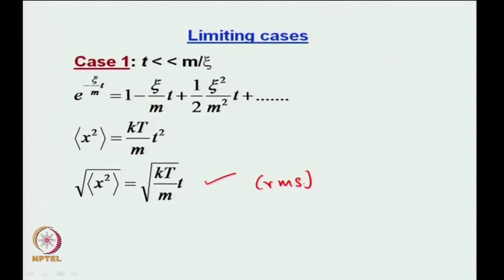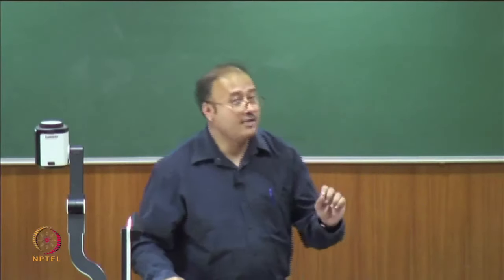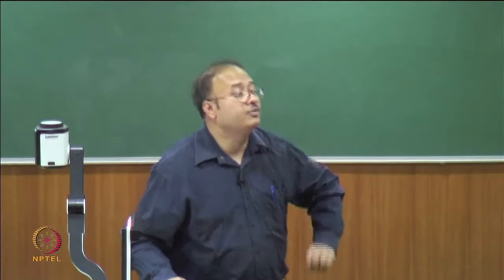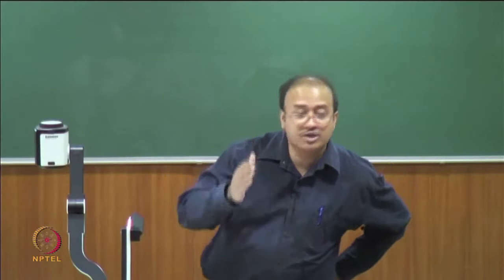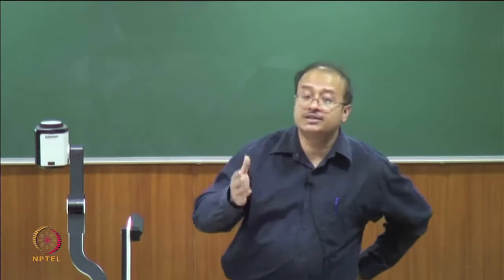See, what does it say? It says that kT by m is essentially your speed or velocity, and it is independent of the friction and all these things. That means here the particle is exhibiting free motion. Why? Because the measurement time t is much less than the correlation time.